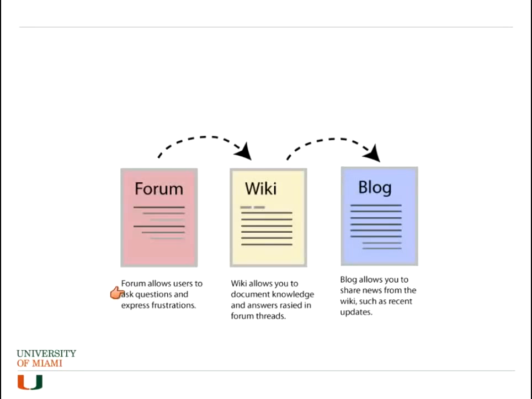The forum would be a place that allows users to ask questions and express frustration. Then the wiki allows you to document the knowledge and answers raised in the forum threads. Then the blog will allow you to share news from the wiki, such as recent updates. I think this will actually make a good use of the wiki, and to me it made sense to use it that way.